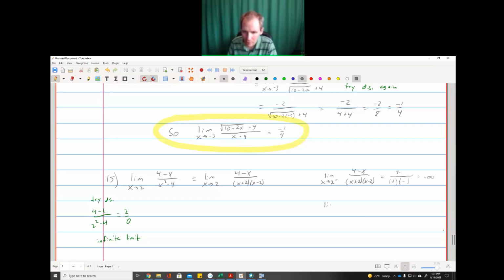Okay. If I look at the limit as x approaches 2 from the right, then it's the same story for most of this. I'm plugging in something close to 2. So 4 minus something close to 2 is about 4. Or sorry, 4 minus 2 is about 2. If I plug in something close to 2 and then add 2, I'll be about 4. That's positive. Here we're plugging in something close to 2 but bigger than 2, so when we subtract 2, we still have a positive. Okay. These don't match.